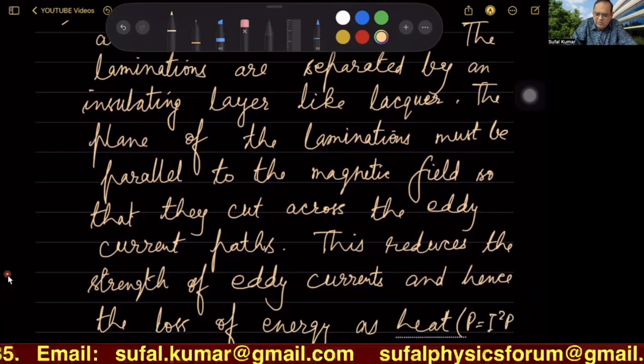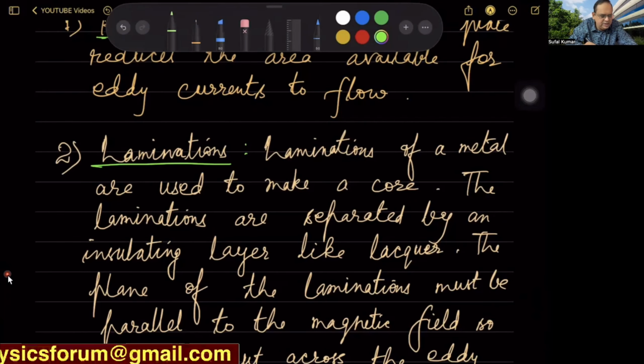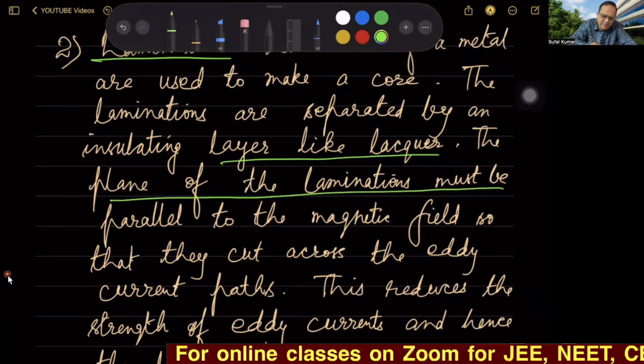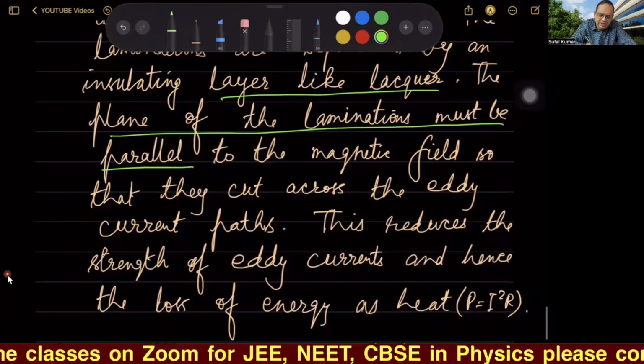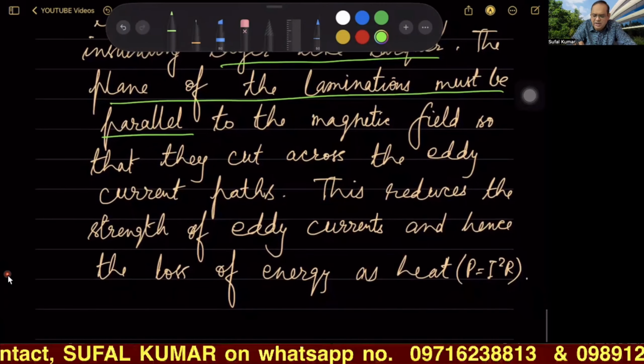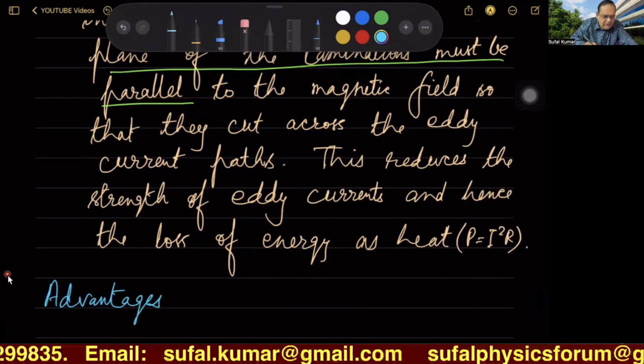E is I square R. This way, we have finished another subheading, methods of reducing eddy currents, and after that, the last subheading of eddy current is advantages or uses of eddy currents. The plane of the lamination must be parallel so that they cut across the eddy current paths. This reduces the strength of eddy currents and hence the loss of energy.